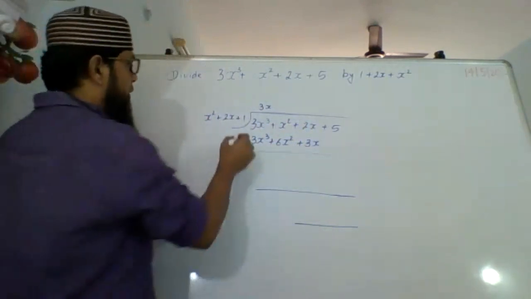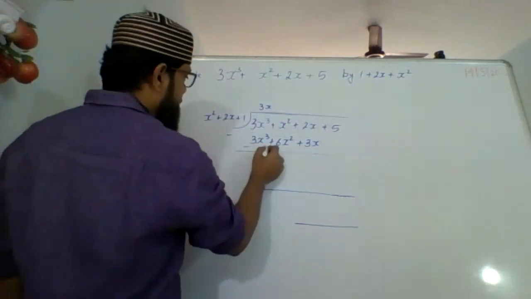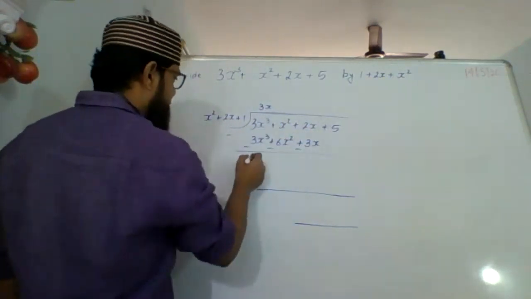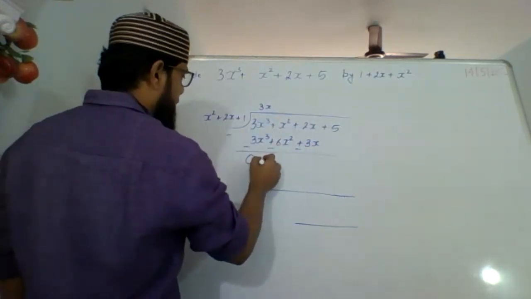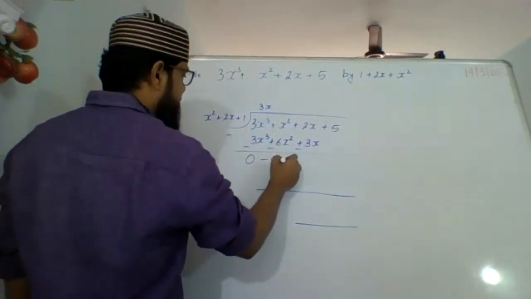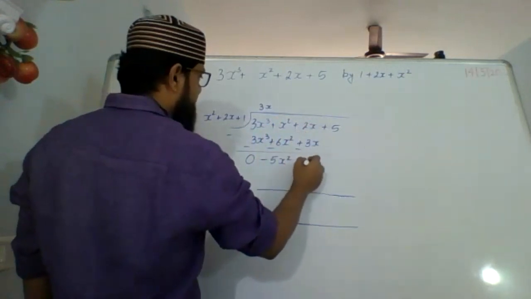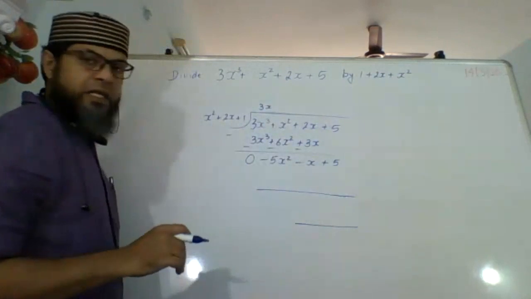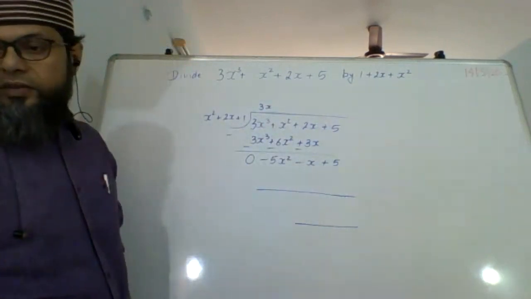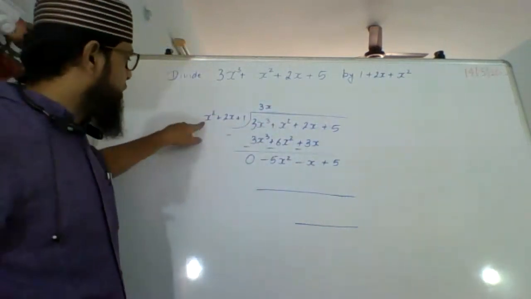Since now I'll subtract, so all signs will change. 3x cube minus 3x cube will be 0. X square minus 6x square is minus 5x square. 2x minus 3x is minus x, plus 5. X square is already there.